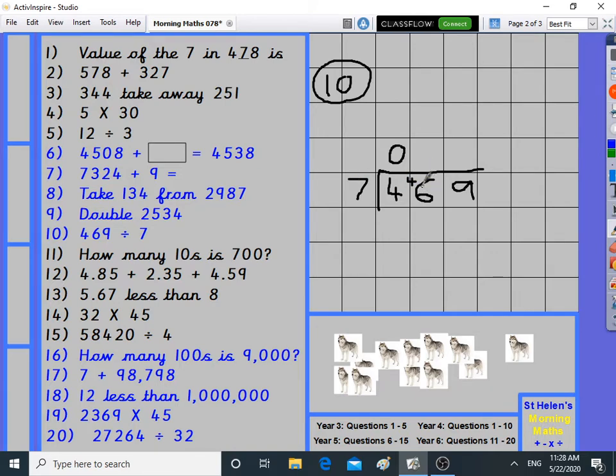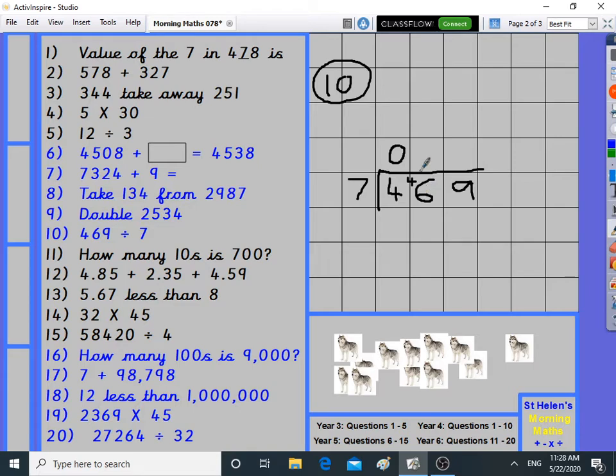Lots of 7s in 46. I'm going to sing them, but I mustn't go past 46. 7, 14, 21, 28 and 35. 42 and 49, I've gone too far. Start again if you go too far. How many 7s in 46? I mustn't go past 46. 7, 14, 21, 28 and 35. 42. Can't go any further.